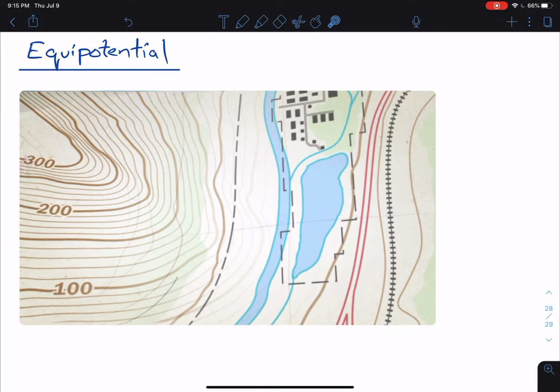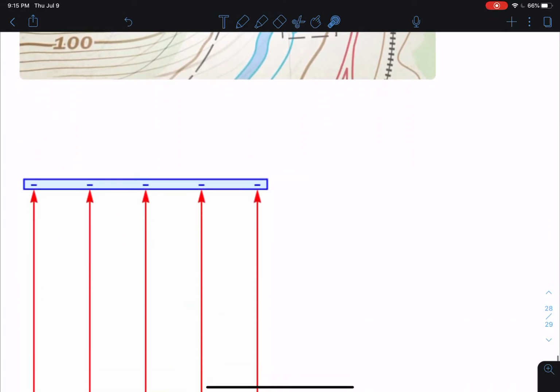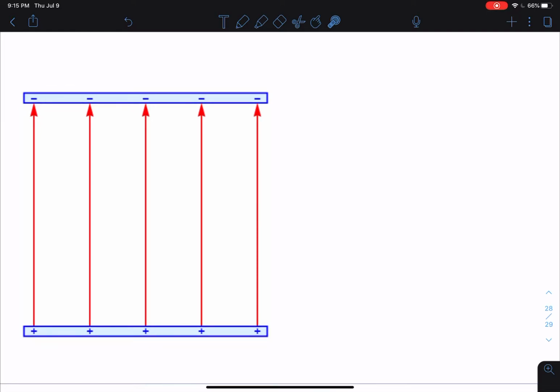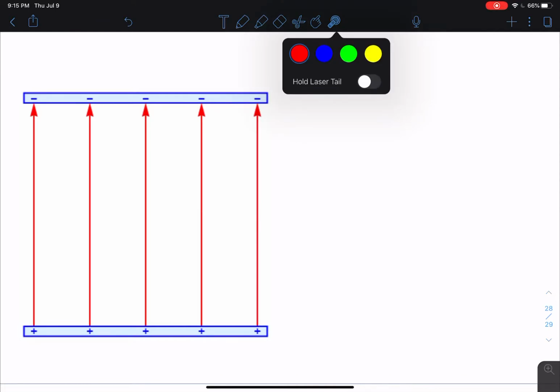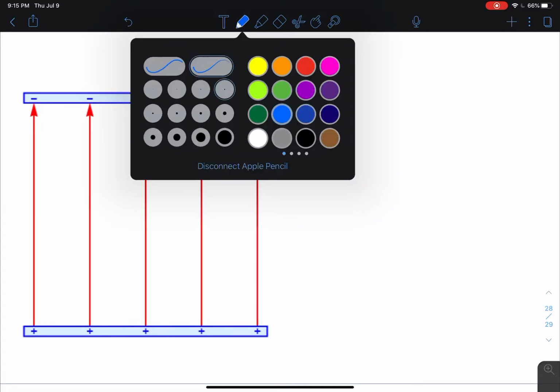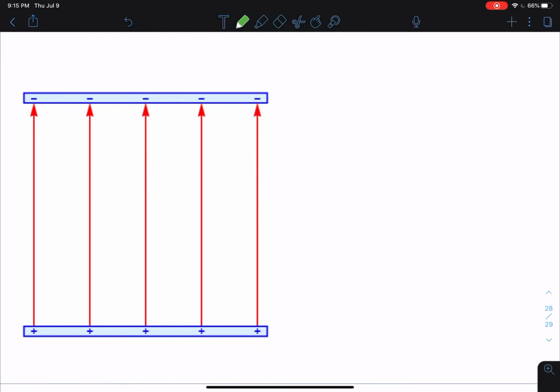So let's take a look at a situation. This is actually a capacitor. We have two parallel plates that are oppositely charged, and the electric field goes from the positive plate to the negative plate. If I wanted to draw my equipotential lines, it's not that difficult because they're perpendicular to the E-field lines. So I have to draw a line that's perpendicular to every single one of these E-field lines.